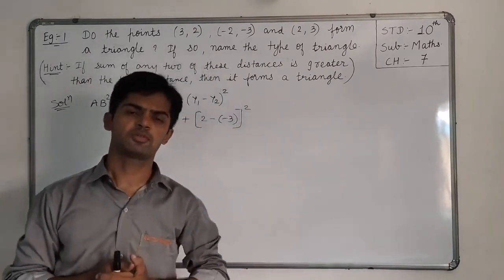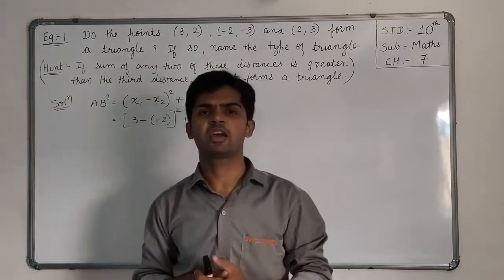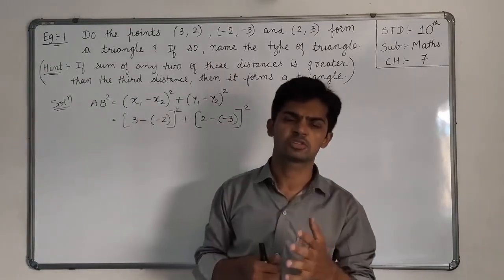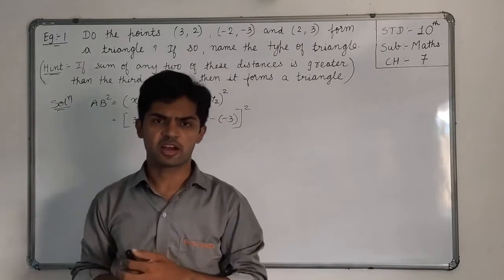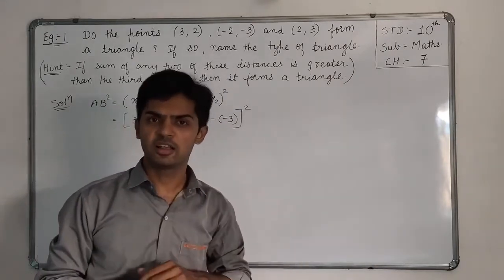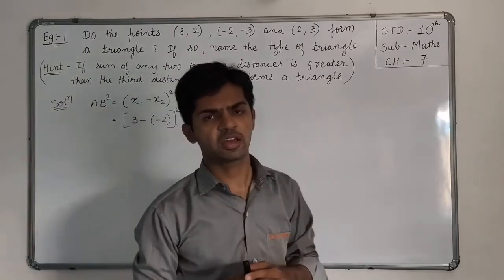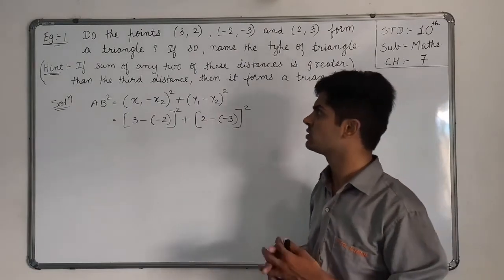Now there are so many types of triangle. We had studied in the previous standard: scalene triangle, right angle triangle, isosceles triangle, equilateral triangle. Right? One more type is there, isosceles right angle triangle. Okay? So these are the certain types of triangle that we had studied in the previous standards.